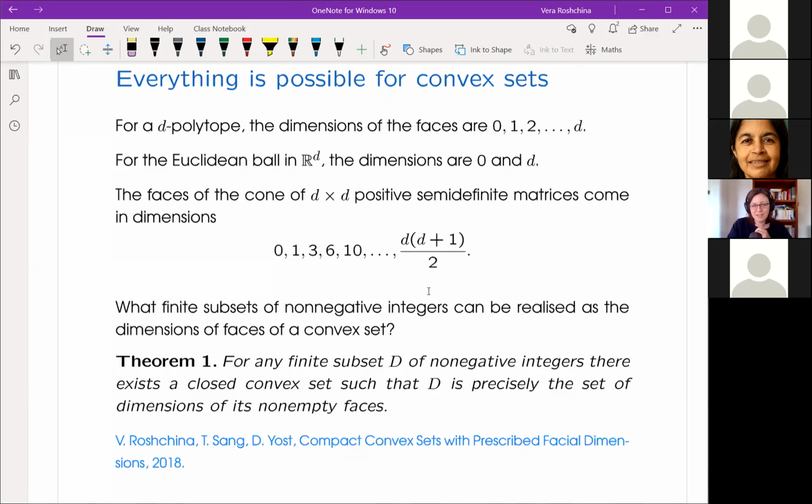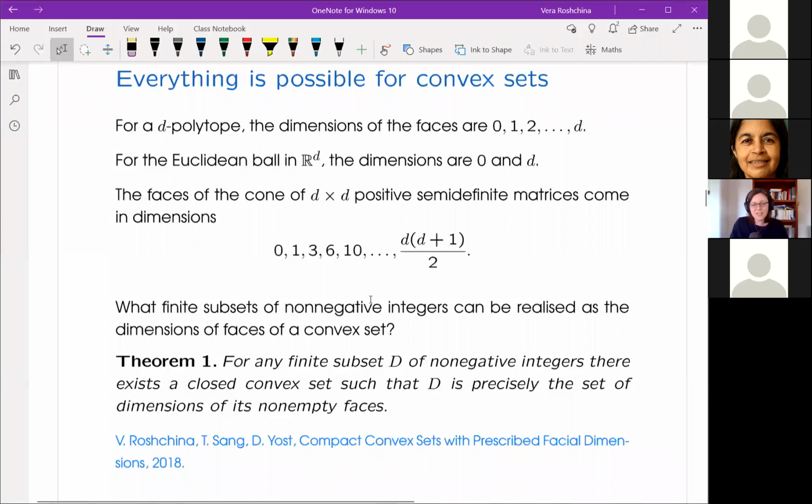The cone of positive semi-definite matrices is a convex cone. You just take the space of symmetric matrices and take all matrices that are positive semi-definite. That is a closed convex cone. The dimensions of its faces come in this very nice sequence, 0, 1, 3, 6, 10, and so on, d times d plus 1 over 2. This happens because every face of that cone is a low-dimensional cone of positive semi-definite matrices of the same type.